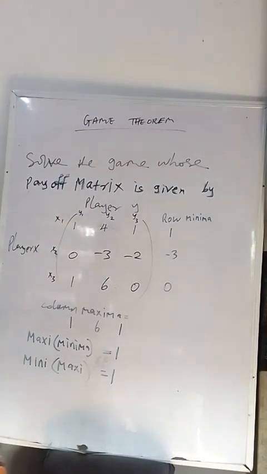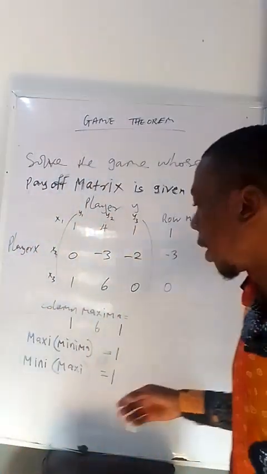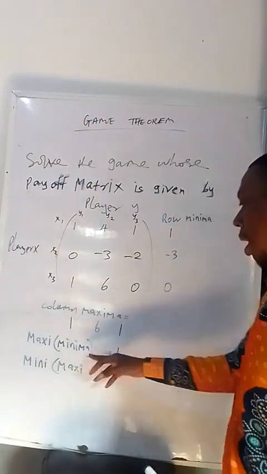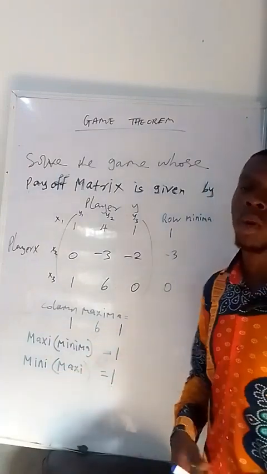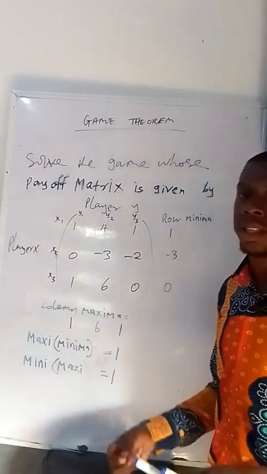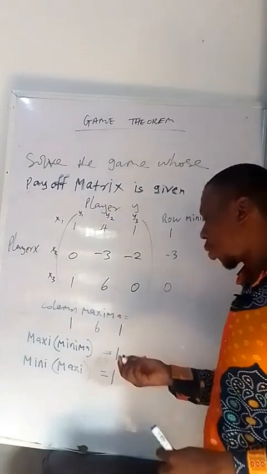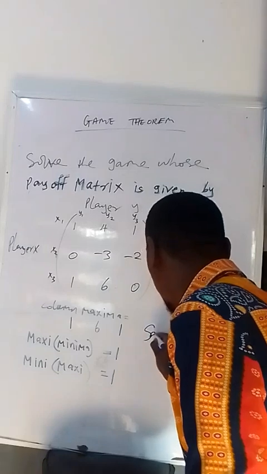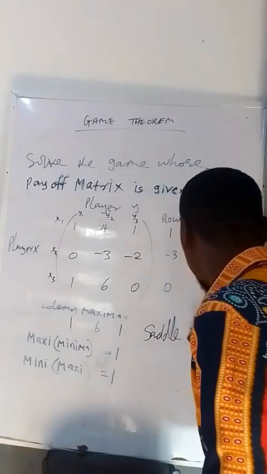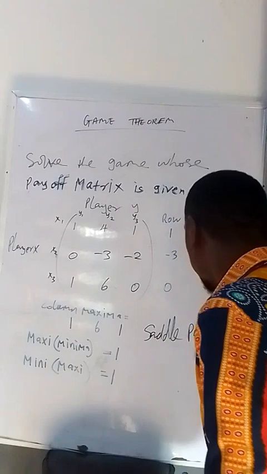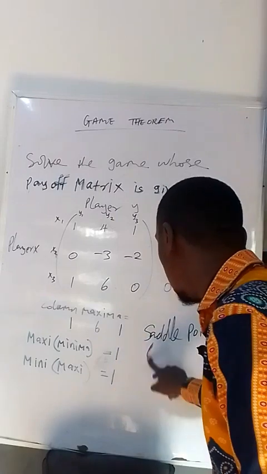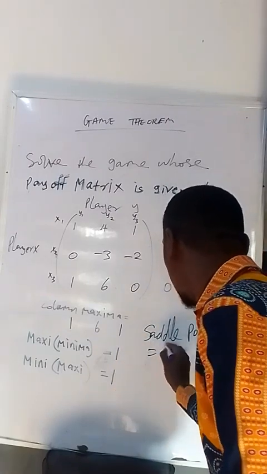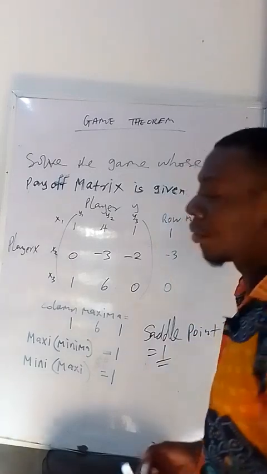Saddle point happens when the value of the maximin and the value of the minimax is the same. So we call it saddle point. And saddle point at this point is the value of the game. So we say saddle point is 1. So the saddle point here is 1, which is also the value of the game.